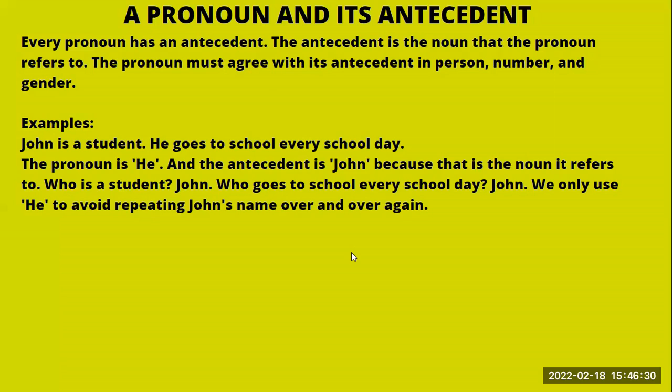The antecedent is the noun that the pronoun refers to. And one other thing we must know is that the pronoun must agree with its antecedent in person, number, and gender.